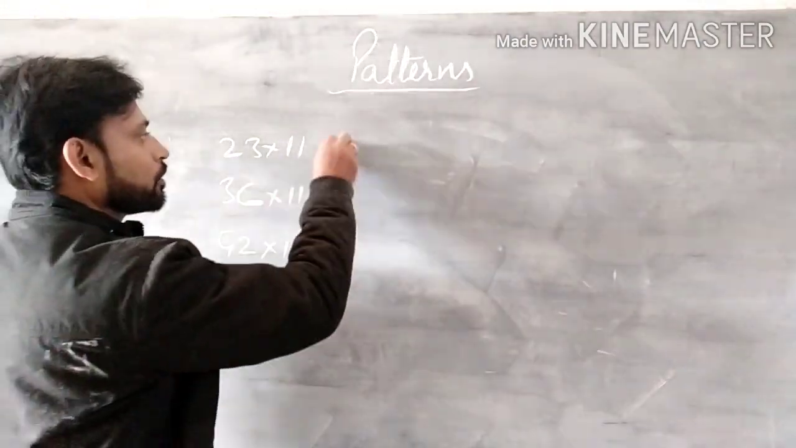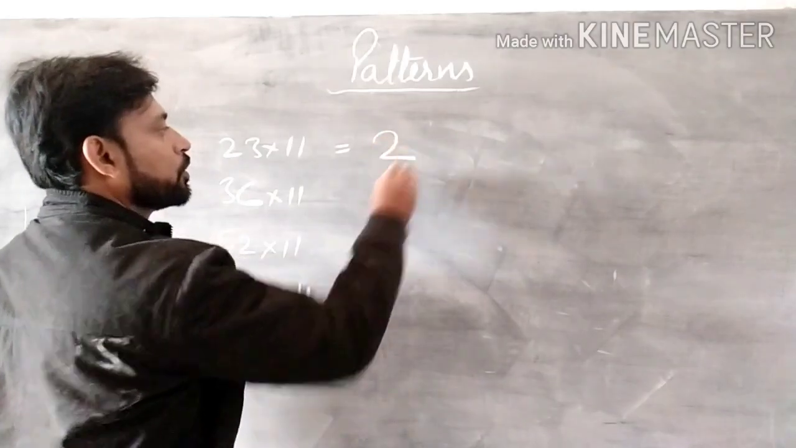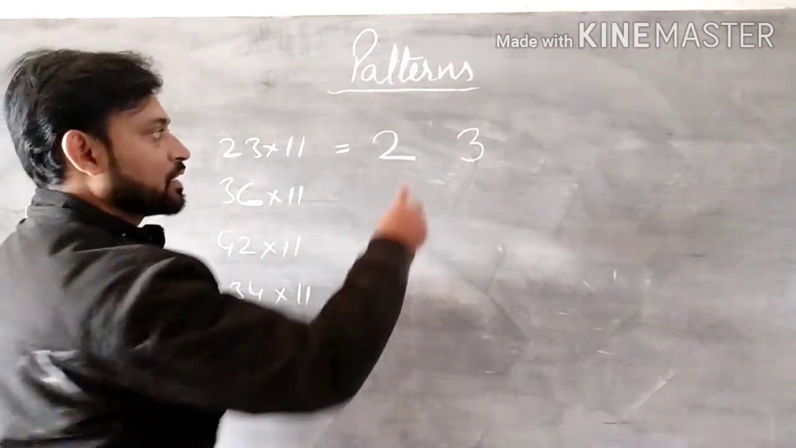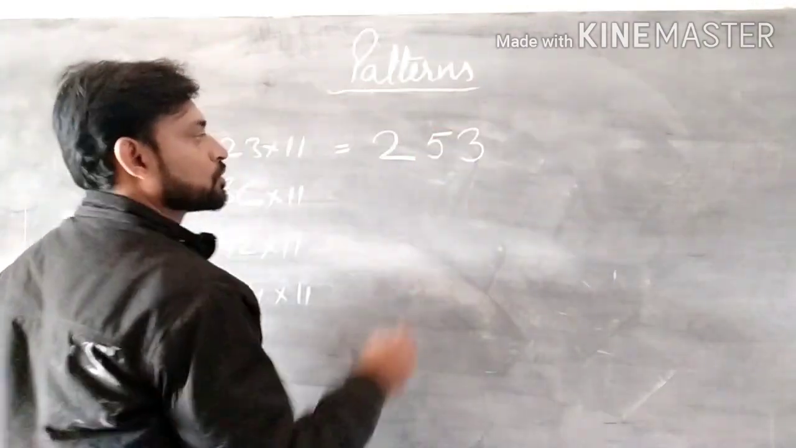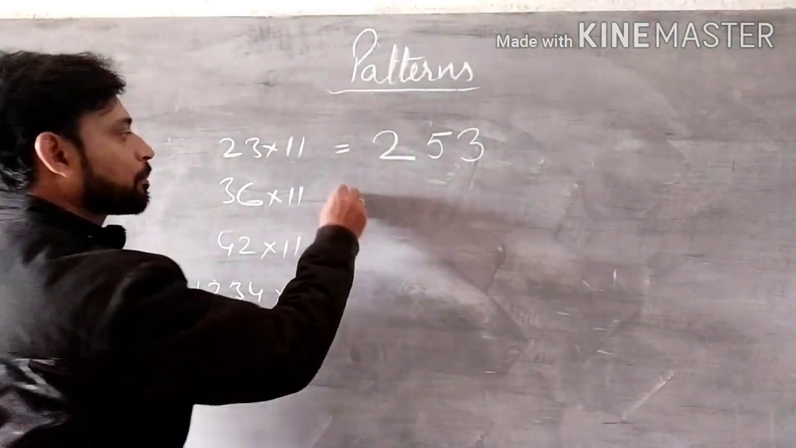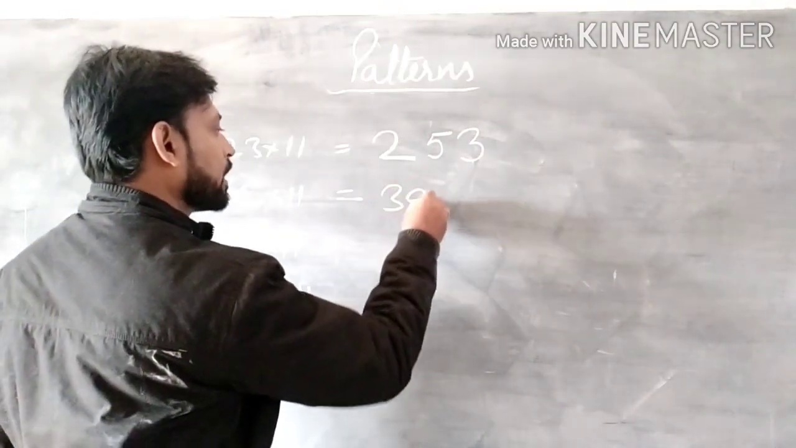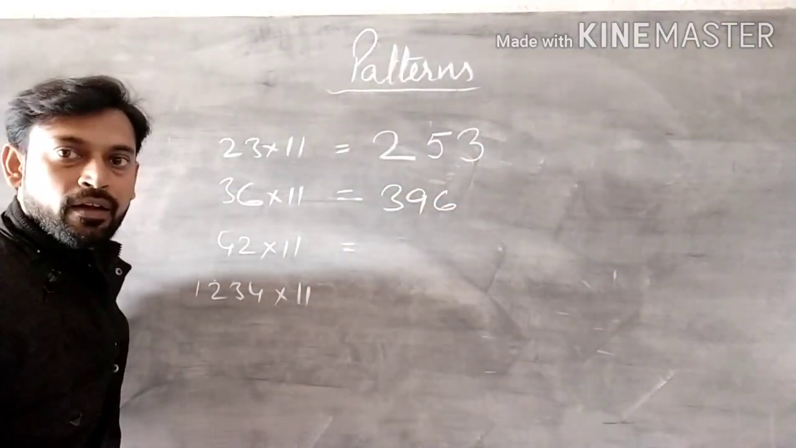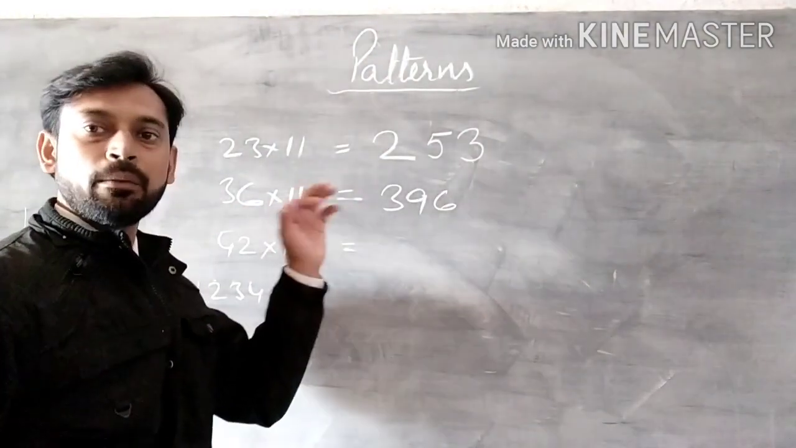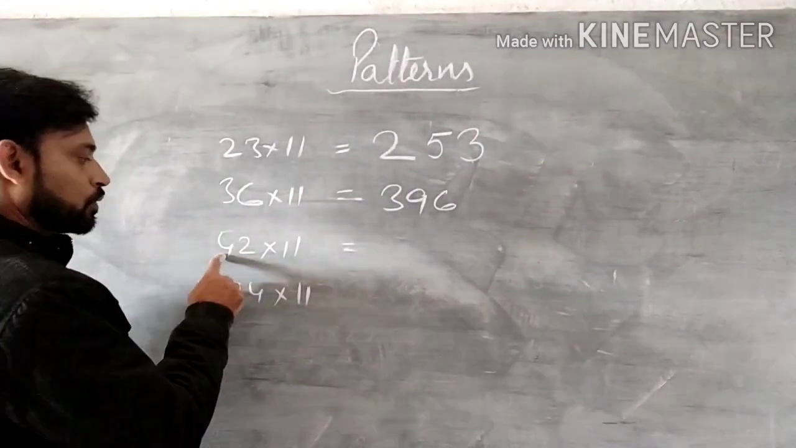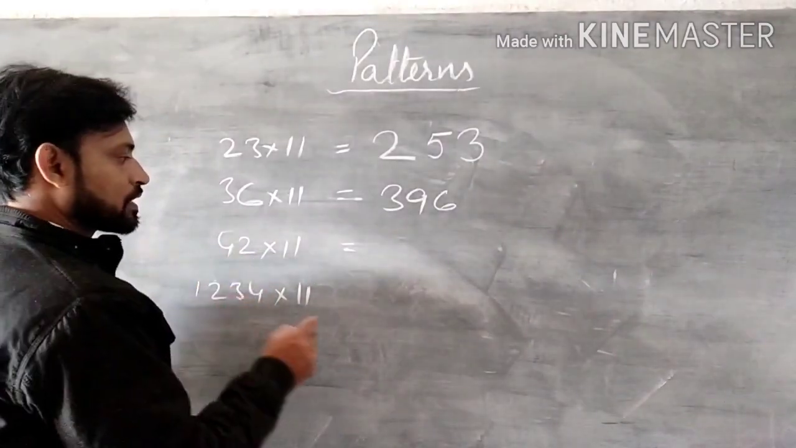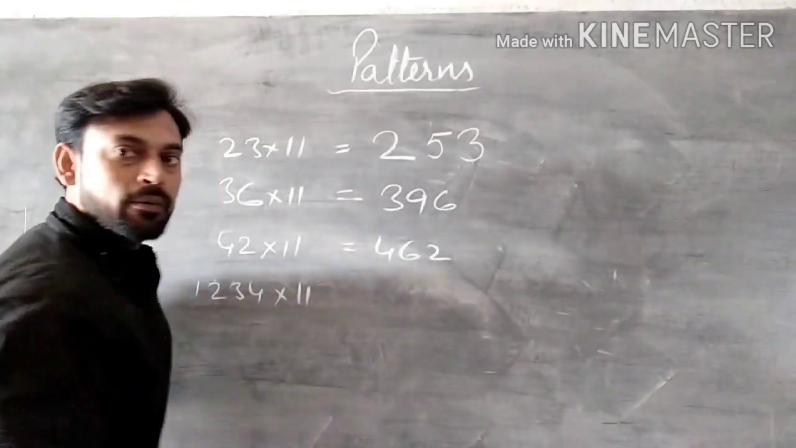So for that, what you have to do, just write 2 and here 3 and add these two numbers. That is 2 plus 3 is what? 5. So 253 is the product. Now here 396 is the answer. Can you guess how it is? 3 plus 6 is 9, and 9 you will write in the middle of that two numbers. Right? 2 digits. 42. In between 4 and 2 you have to write the sum. So 4 plus 2 is 6. So 462. This will be the answer.